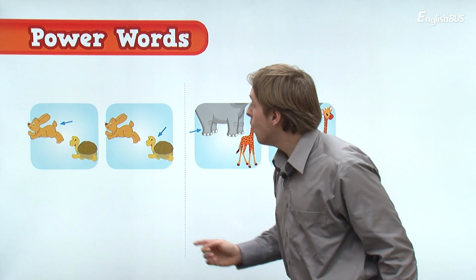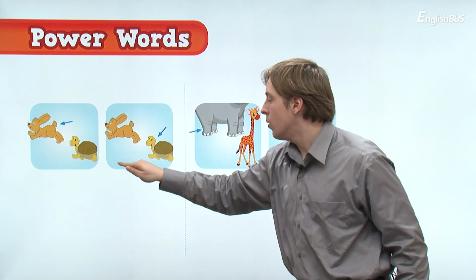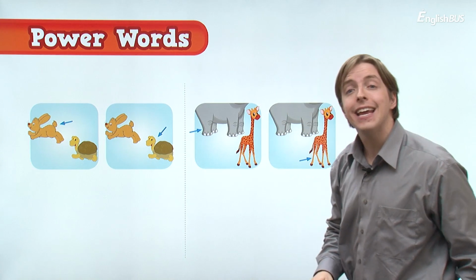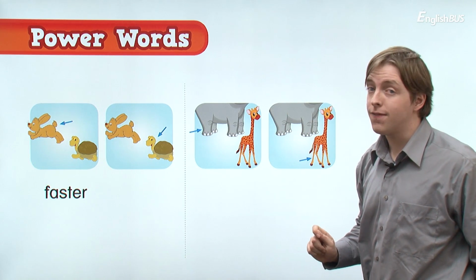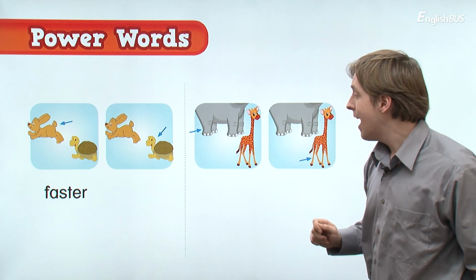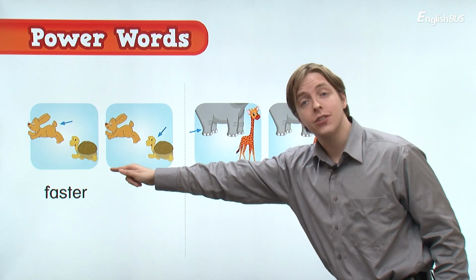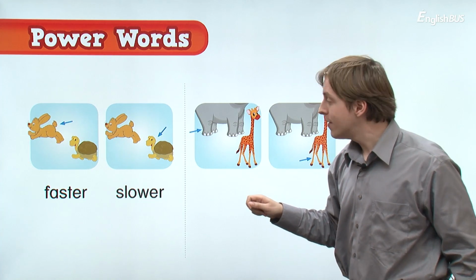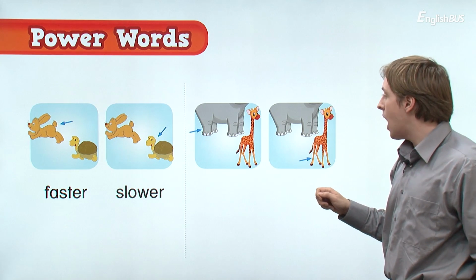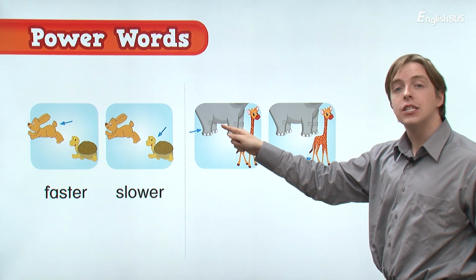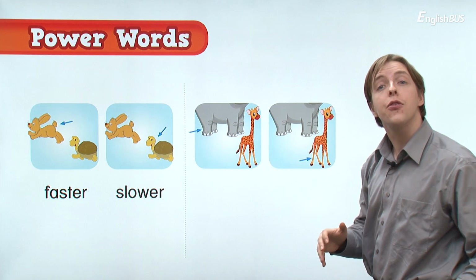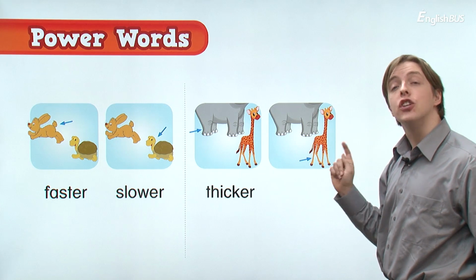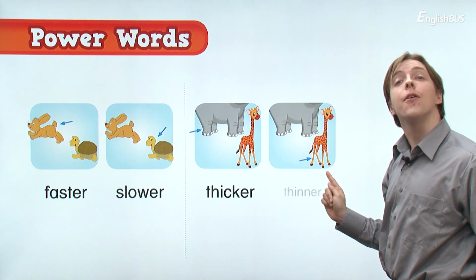Let's see. Now we have the rabbit and the turtle. So, with the rabbit and the turtle, we could say the rabbit is faster. Not fast, but faster. And just like the rabbit is faster, the turtle is slower. Let's see. Now we have the elephant's legs. Well, we know they are very thick, but we could say they are thicker, and the giraffe's legs are thinner.